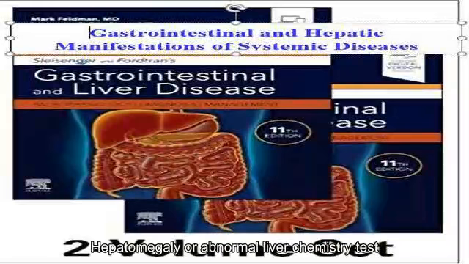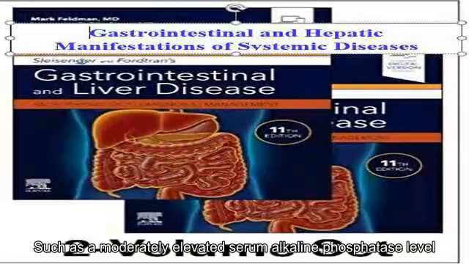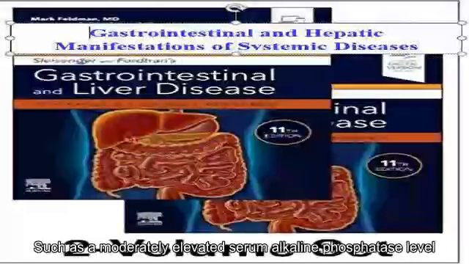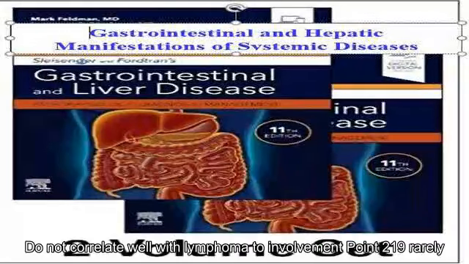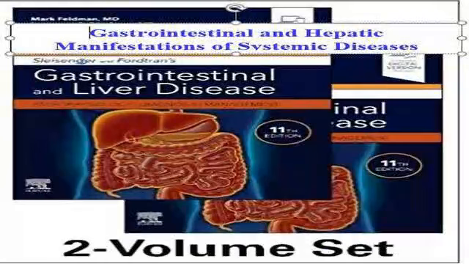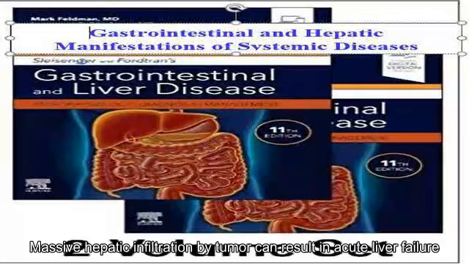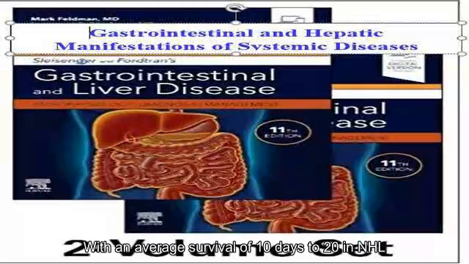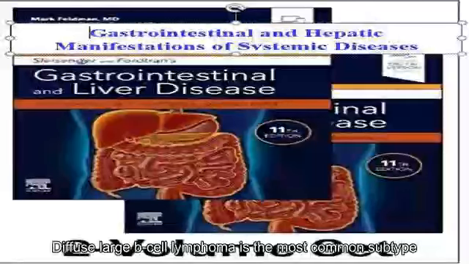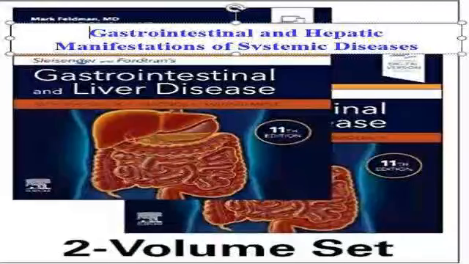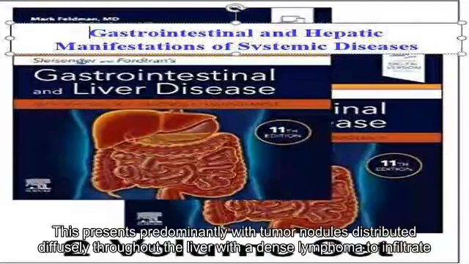Hepatomegaly or abnormal liver chemistry tests, such as a moderately elevated serum alkaline phosphatase level, do not correlate well with lymphoma involvement. Rarely, massive hepatic infiltration by tumor can result in acute liver failure, with an average survival of 10 days. In NHL, diffuse large B-cell lymphoma is the most common subtype. This presents predominantly with tumor nodules distributed diffusely throughout the liver with a dense lymphoma infiltrate.